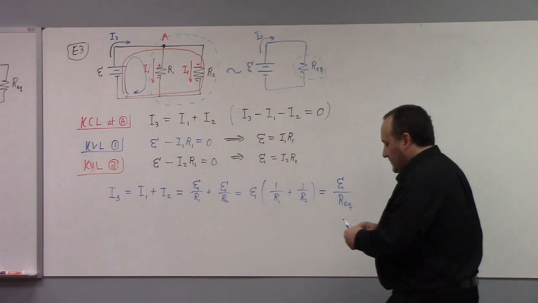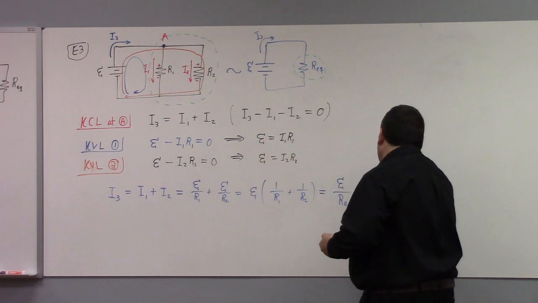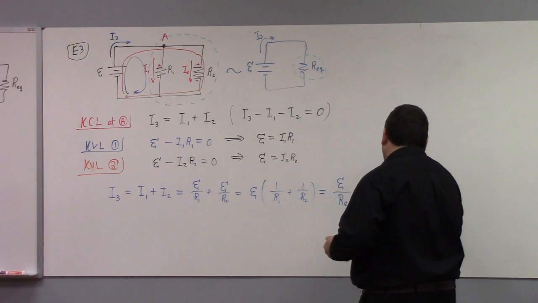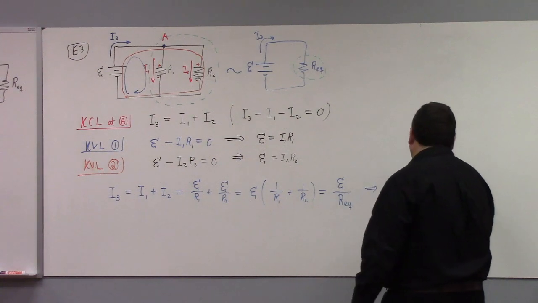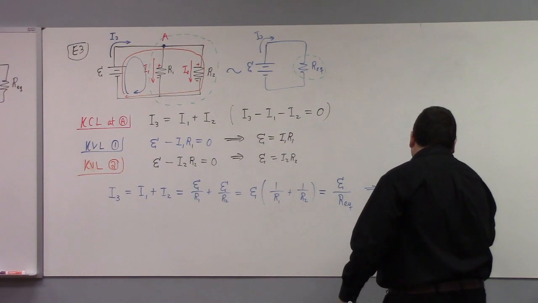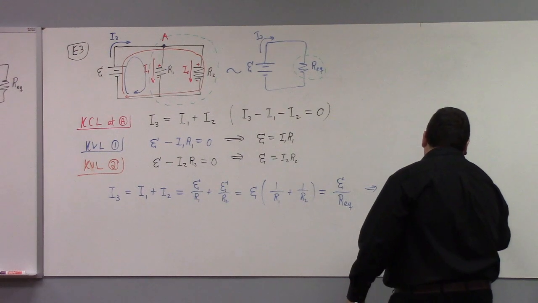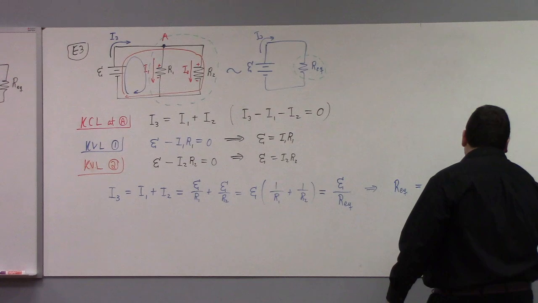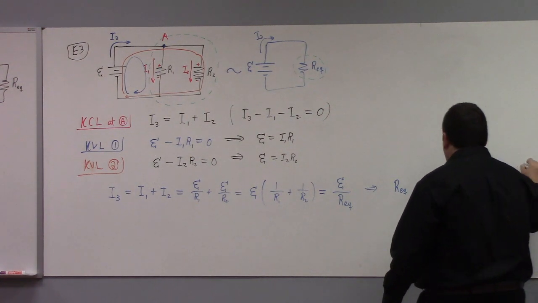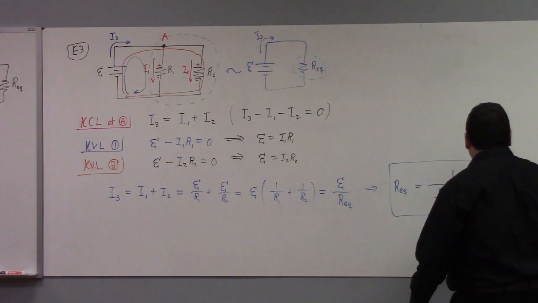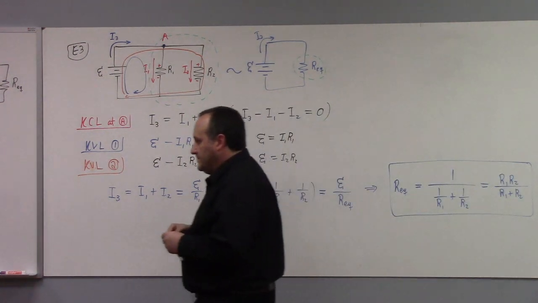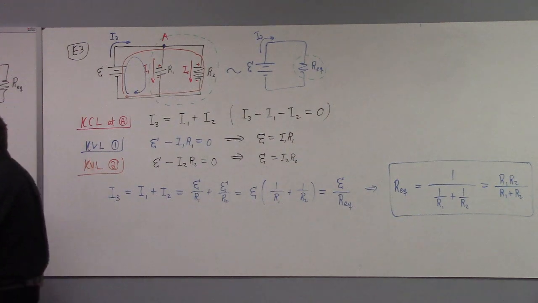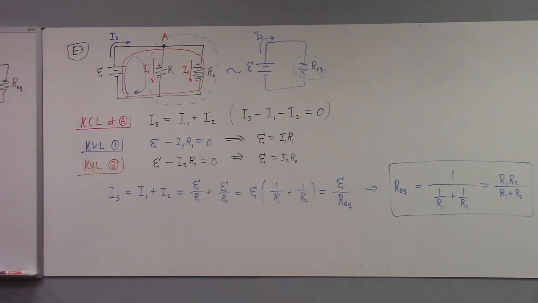And if that's the situation, this tells us REQ is what? It's 1 over the sum of the reciprocals, also known as the product of the resistances divided by their sum. So that's how you find the equivalent resistance for a parallel combination. It's just like capacitors, rather, in series.